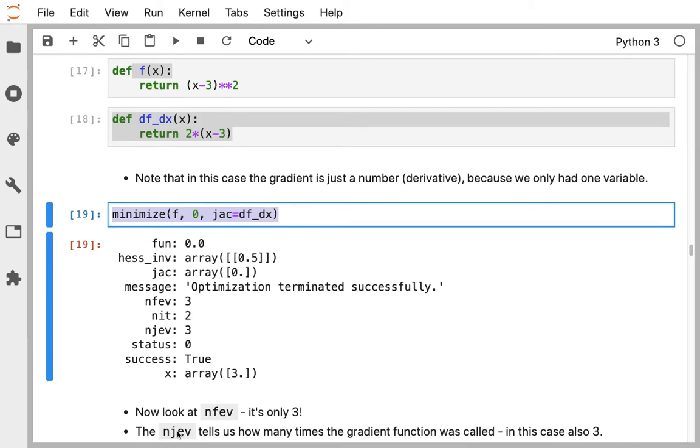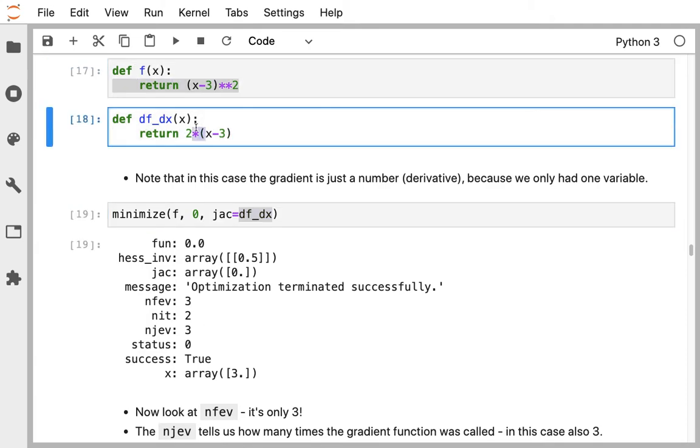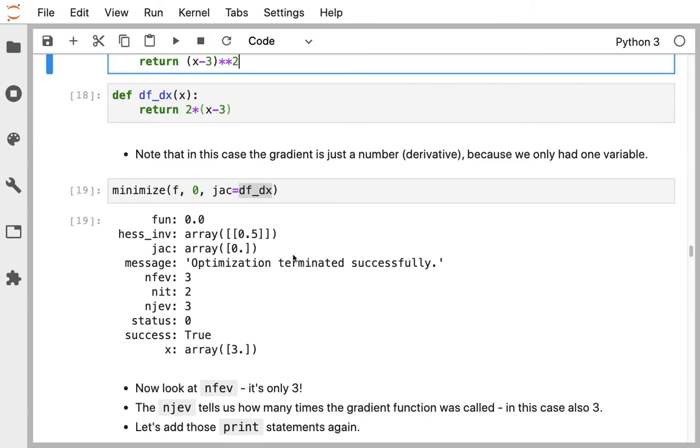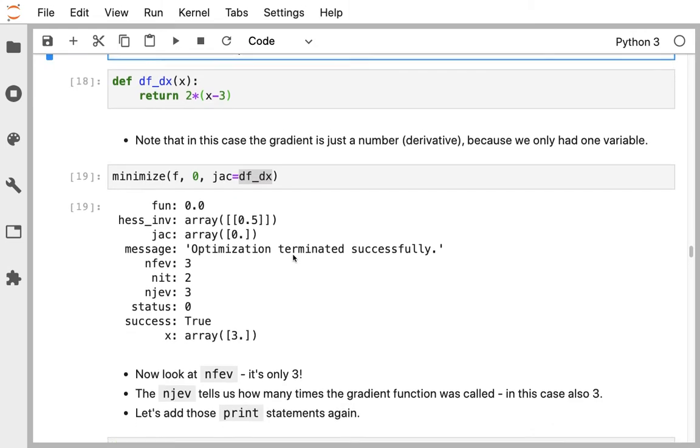And the NJEV, standing for number of Jacobian evaluations, for our purposes, that tells us how many times the second function was evaluated, is also 3. So in total, it evaluated this function 3 times and this function 3 times for a total of 6, and you could say, oh, 6, that's a little better than 9, congrats. But that's really not the whole story.